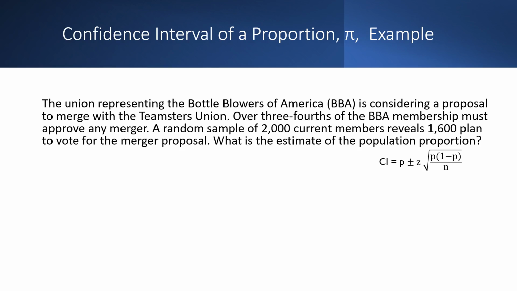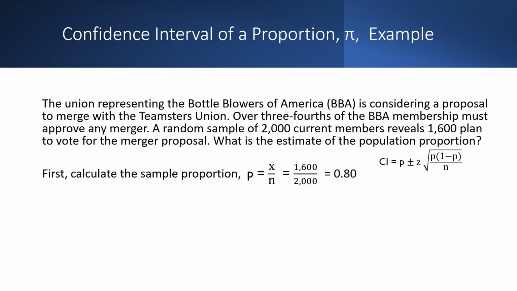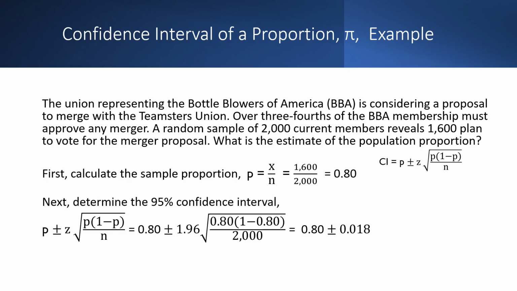So the first thing we need to do is calculate that sample proportion. And when we do that, we end up getting a value of 0.80. And so that's going to serve as our estimate of the population proportion. Now, remember, we're going to use a Z value of 1.96 for the 95% level of confidence. I know this question didn't specify 95%, but let's go with that for this question.